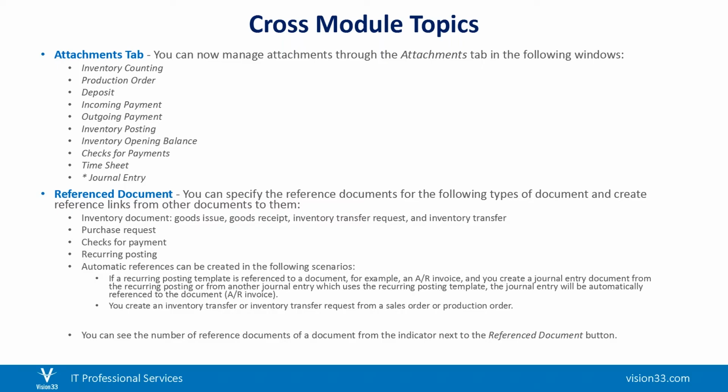And automatic references can also be created in a number of scenarios. And you can see the number of reference documents of a document from the indicator next to that reference document button. So you're not just limited to one, you can have multiples. And when you click the arrow, you get a little dialog box which lists them all for you to choose and select from.